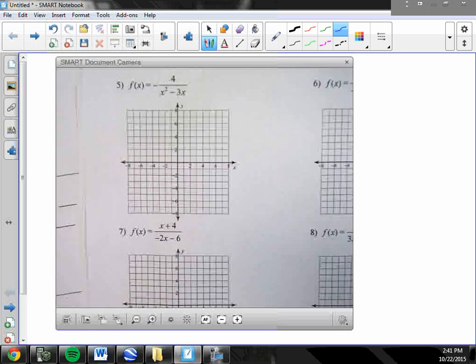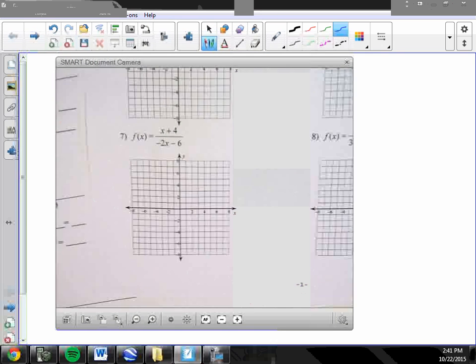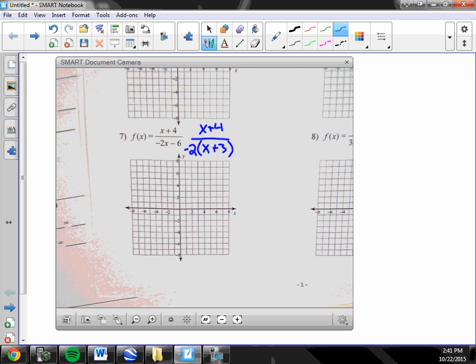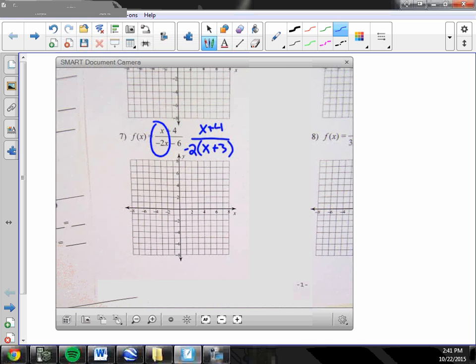Okay, let's do number 7. So on top I have x plus 4. On bottom I have negative 2 times x plus 3. Does this have a horizontal asymptote? Yes, because when I divide the first terms, the x's cancel because their degrees are the same, and I end up with negative 1/2. So here is my horizontal asymptote, y equals negative 1/2.